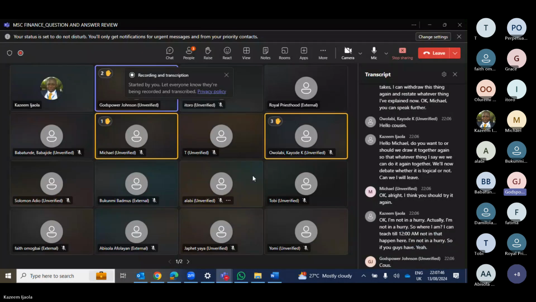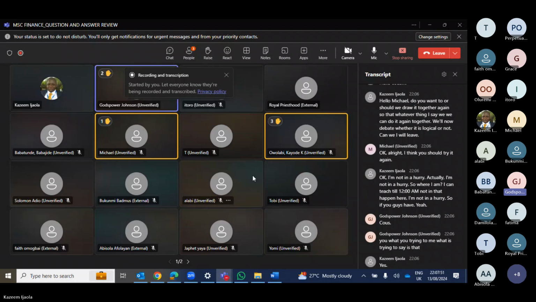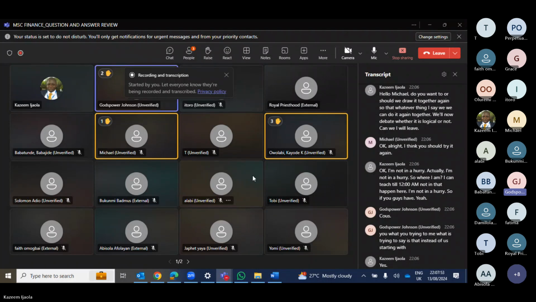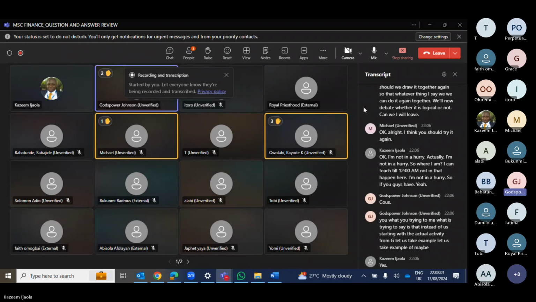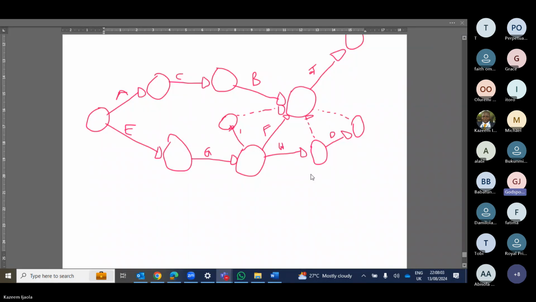What he is trying to say is that instead of us starting with the actual activity from G, let us take an example, maybe F. For instance, we start with A, we start with a dummy, then end it at B with the actual activity. Let's redo it again. When we get there, you will tell me the approach you want, then we'll debate whether it is logical or not.